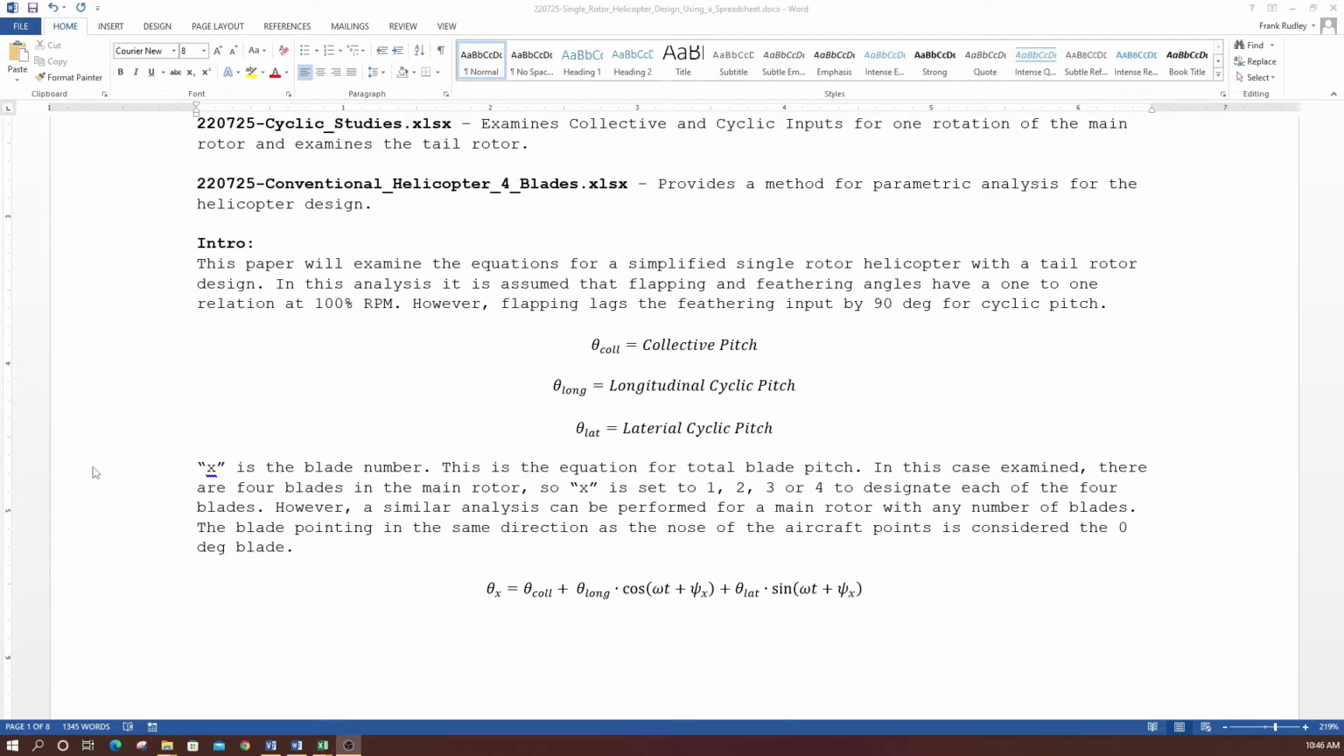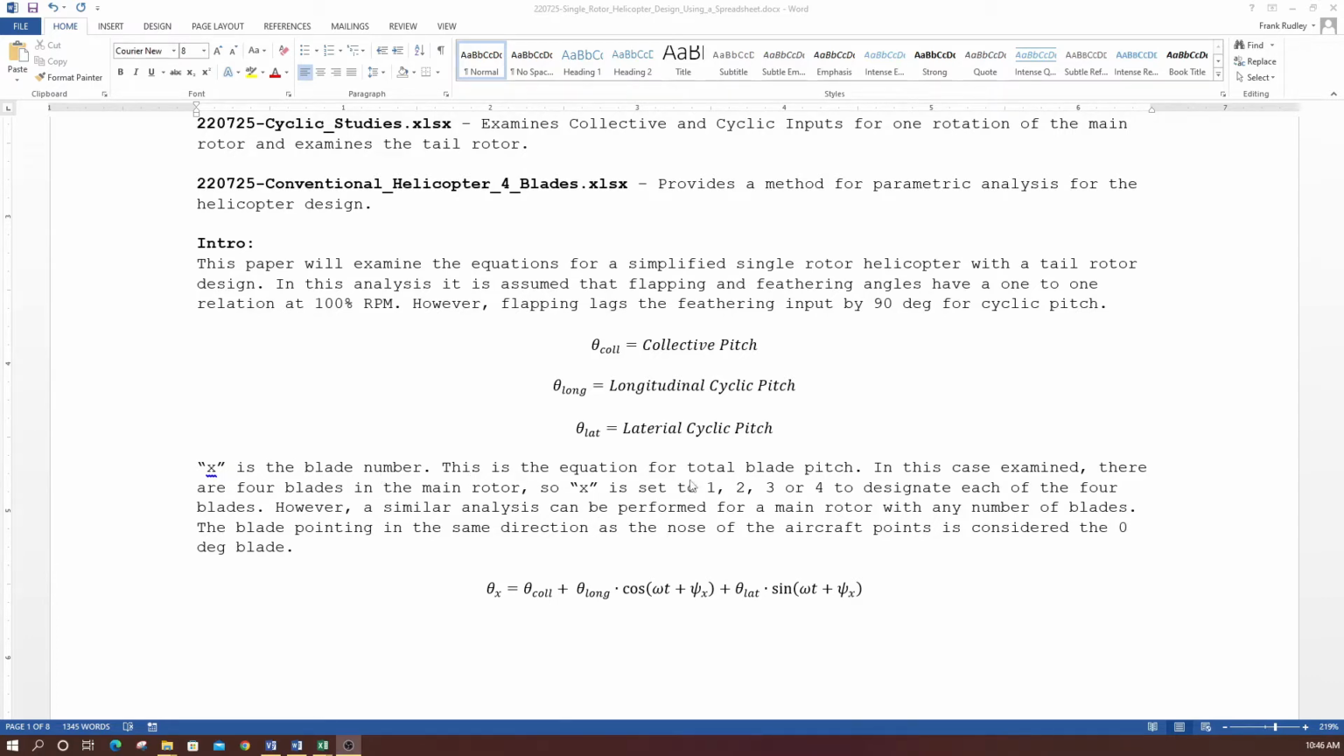So I'm designating X as the blade number. We have to have at least two blades. You have to have a way of balancing the rotor system. So a one-bladed helicopter may be possible if you had some kind of counterweight, but probably wouldn't be very efficient. But it is possible to have a one-bladed helicopter. But anyway, in our example, we're going to do a four-bladed helicopter. So X is the blade number.